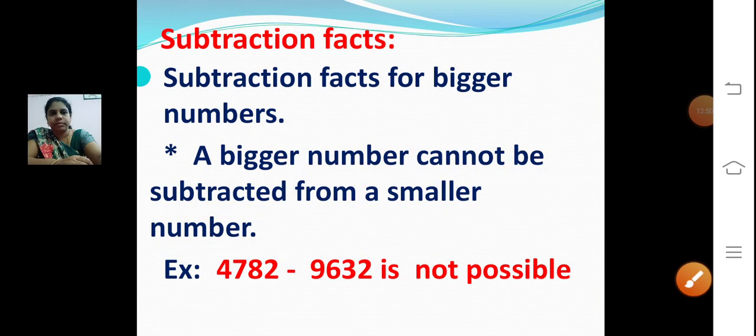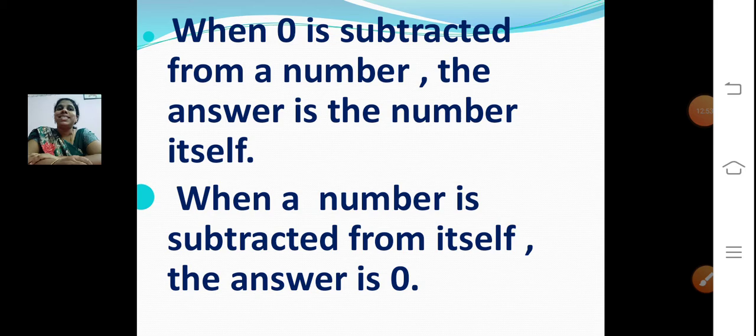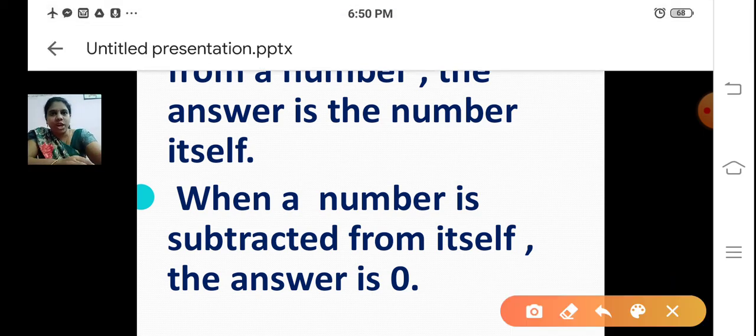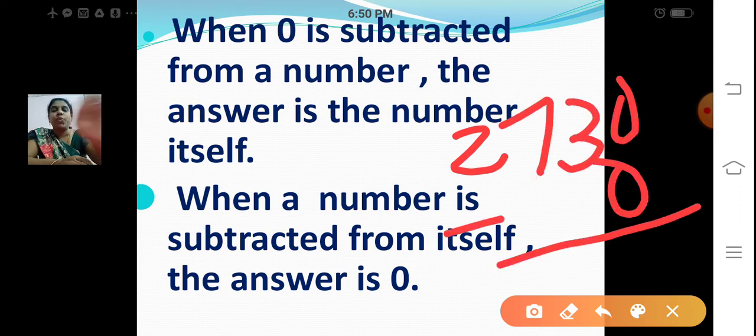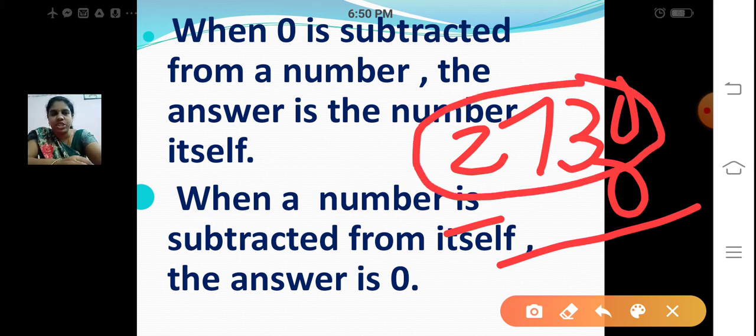Next one, when 0 is subtracted from a number, the answer is the number itself. You all know, right? The same thing for a larger number also. 2730 minus 0. What is my answer? The answer is the number itself, 2730.